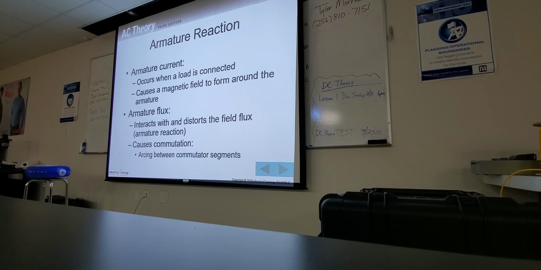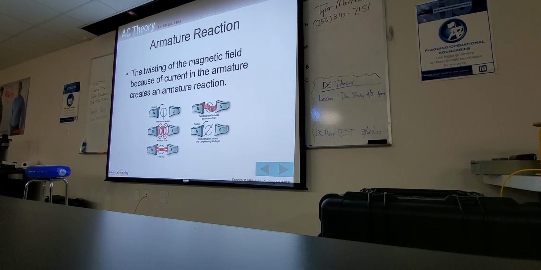The reaction at the armature. Armature current occurs when a load is connected, and causes a magnetic field to form around the armature. The armature flux interacts with and distorts the field flux and causes commutation problems, which is arcing between the commutator segments. This shows the twisting of the magnetic field because the current in the armature creates an armature reaction.